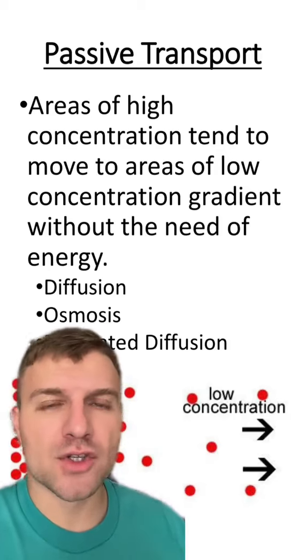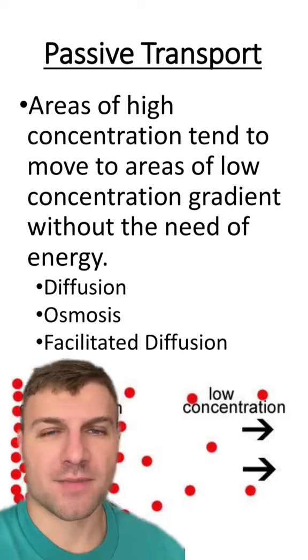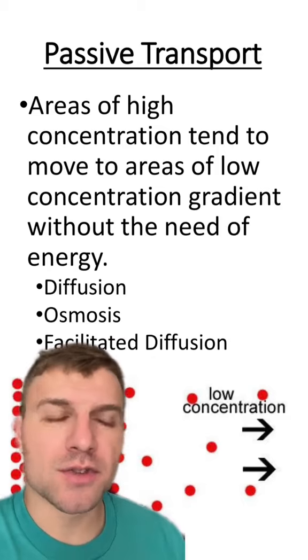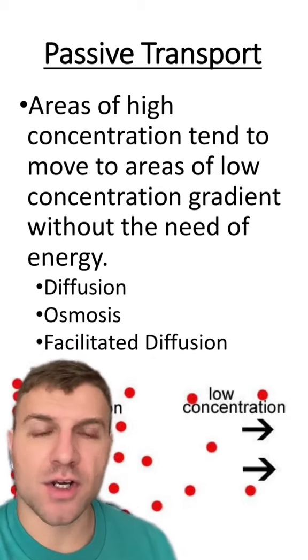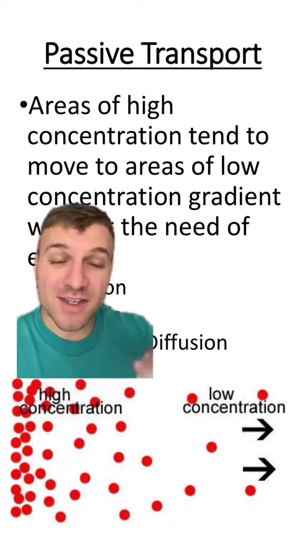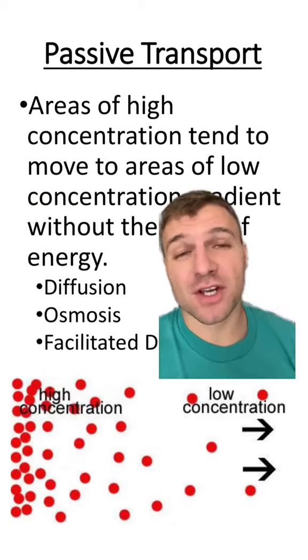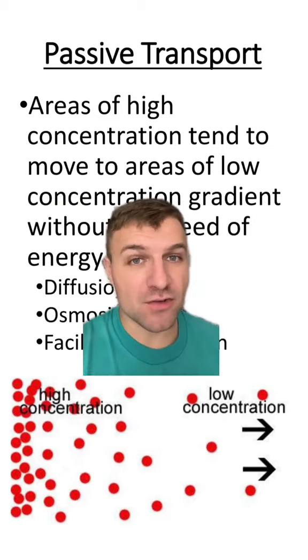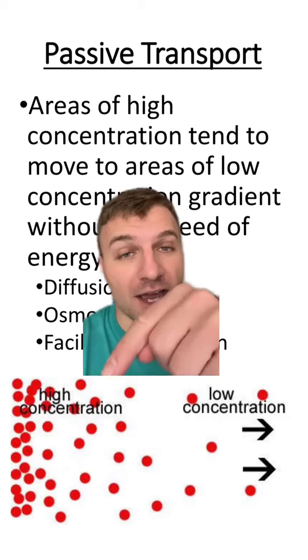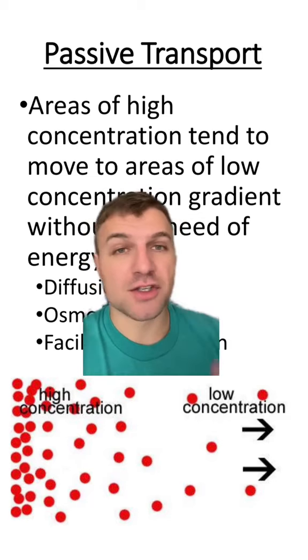Let's go over the cell transport known as passive transport. In passive transport, molecules are going to move from areas of high concentration to low concentration. You can see in this diagram below, we have a high concentration on the left-hand side and a low concentration here on the right-hand side. So in passive transport, molecules are going to want to move from high concentrations to low concentrations to even out.